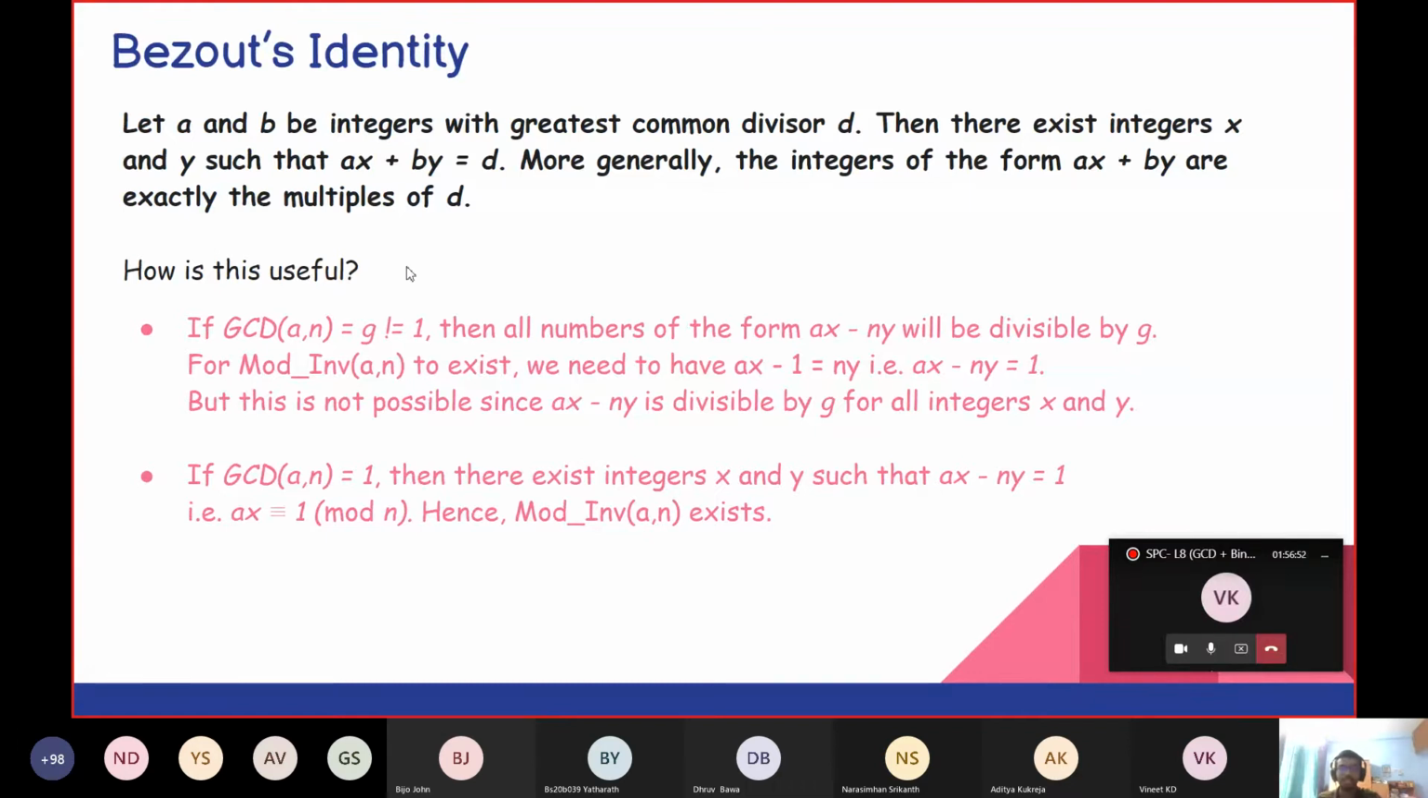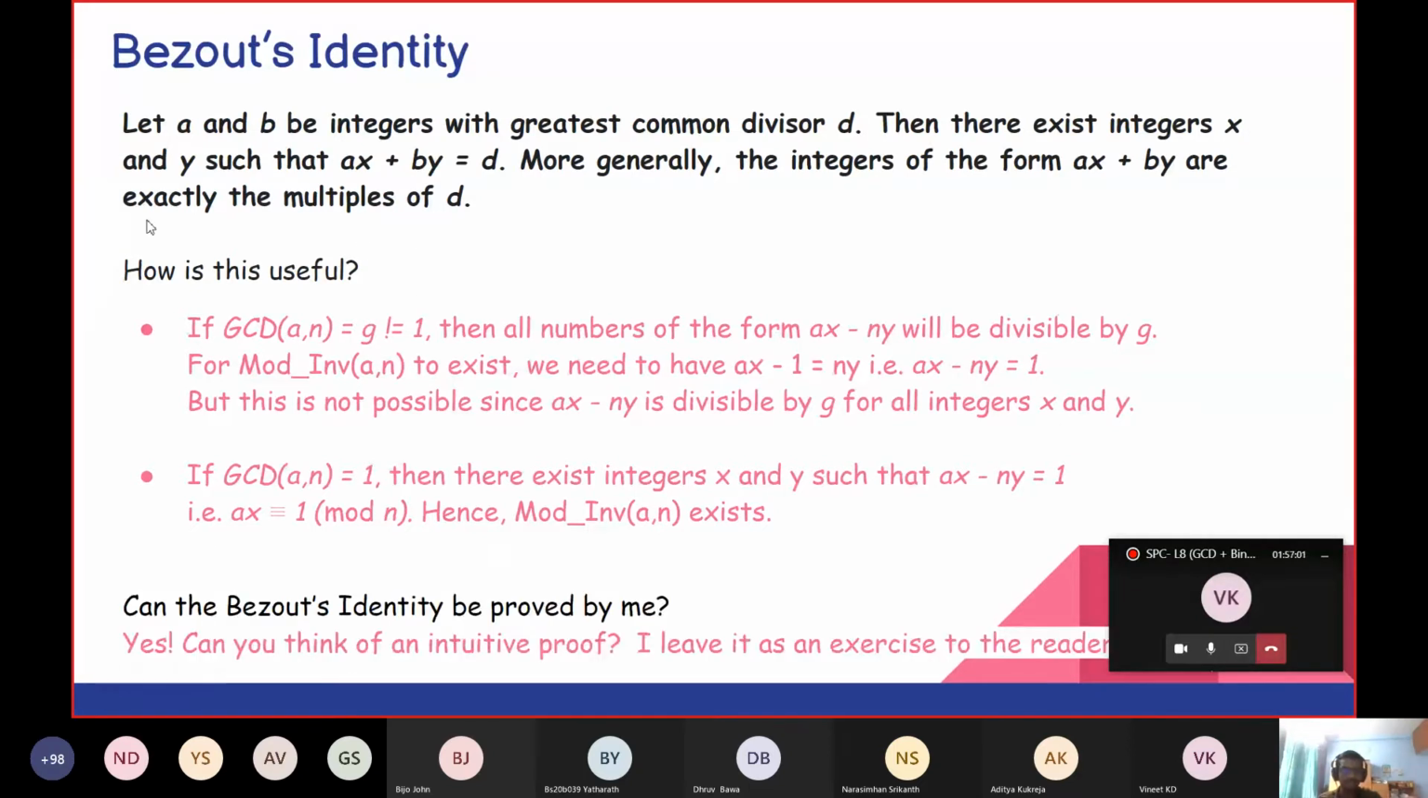Still, this has not shown that mod inverse will exist within 1 to n, and there will be exactly one unique number in 1 to n. That I'm going to leave as an exercise. And the Bezout's identity proof also, you can prove it with intuition. You don't need to know any high level concept. So you can try it out and check or even Google it.